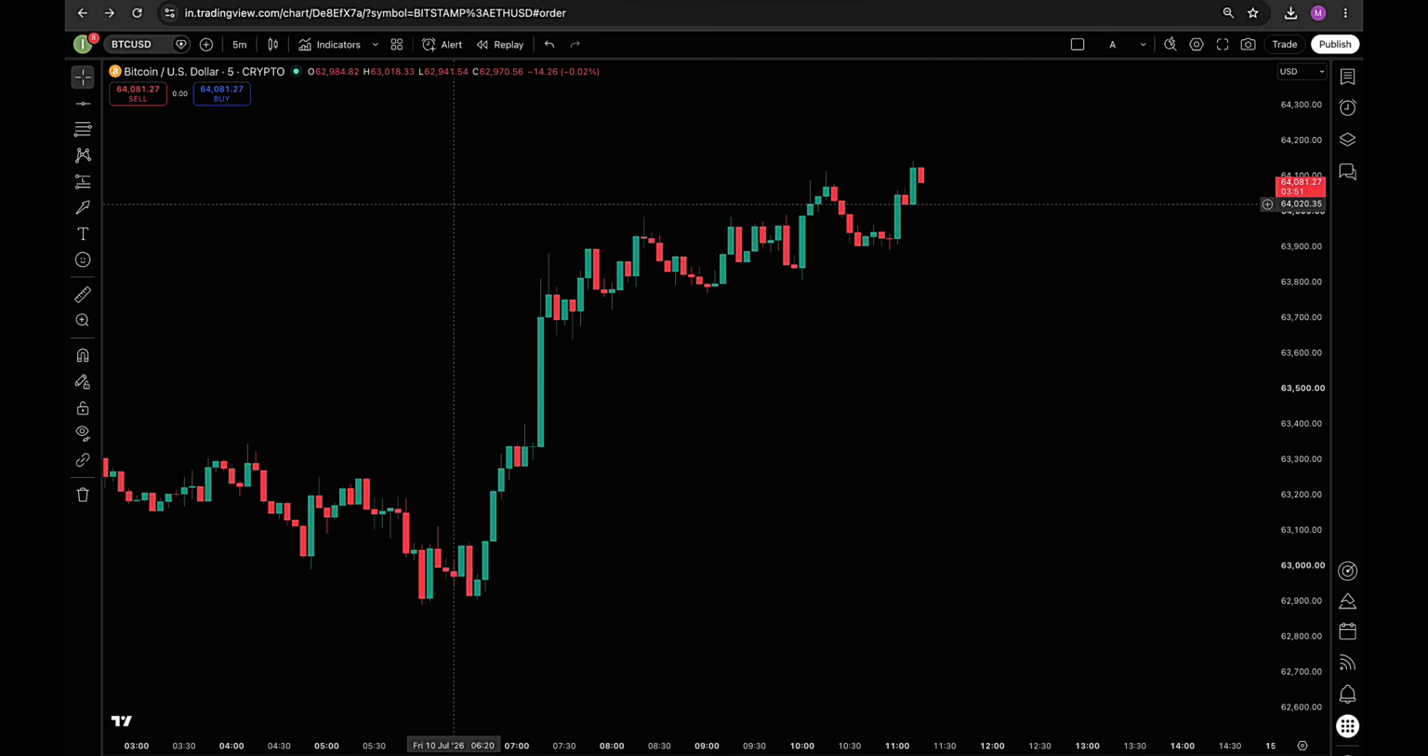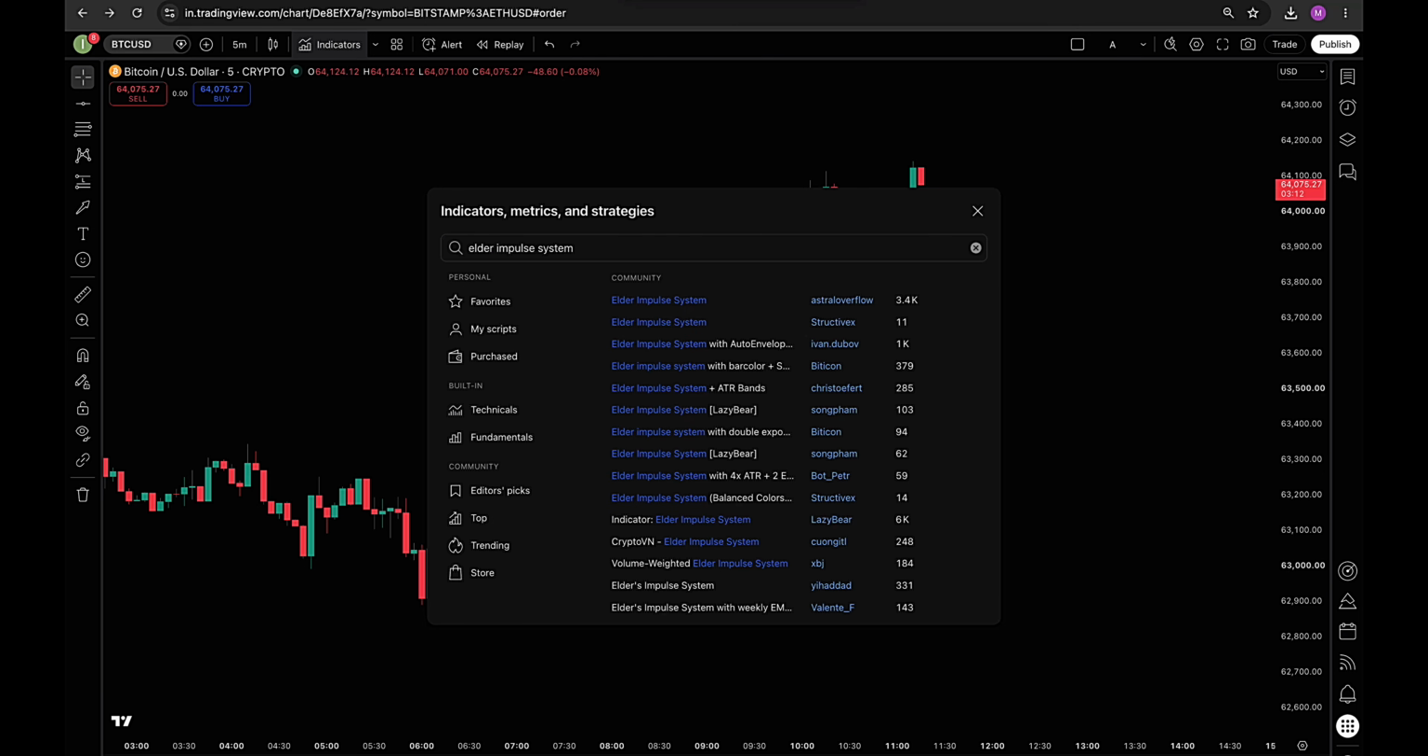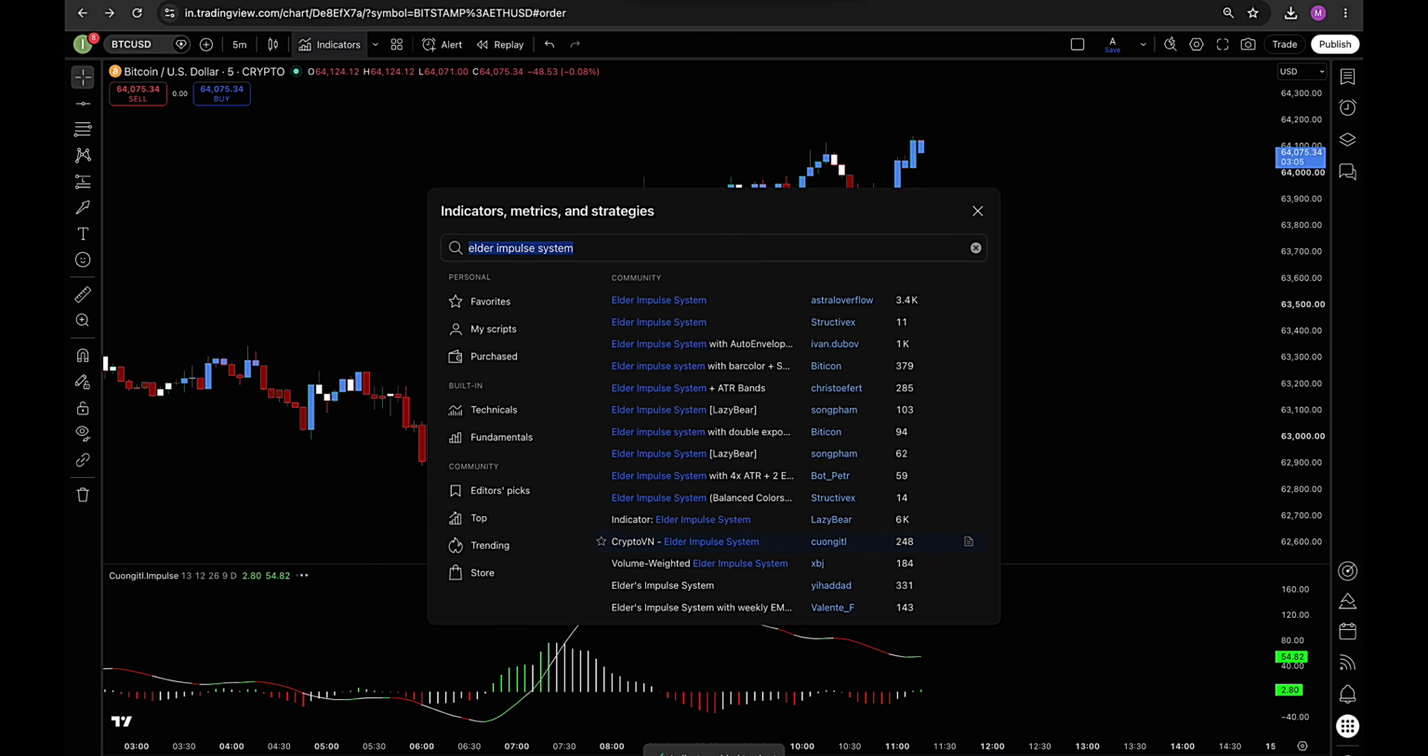So here is the BTC chart. The time frame we're using here is the 5-minute time frame. Now we're going to add indicators here. To add the first indicator, we'll go to the indicator section and search here. The name of the indicator is Elder Impulse System. As soon as you type Elder Impulse System, you'll see a lot of indicators appear here. Look for Crypto VN Elder Impulse System and add this one.